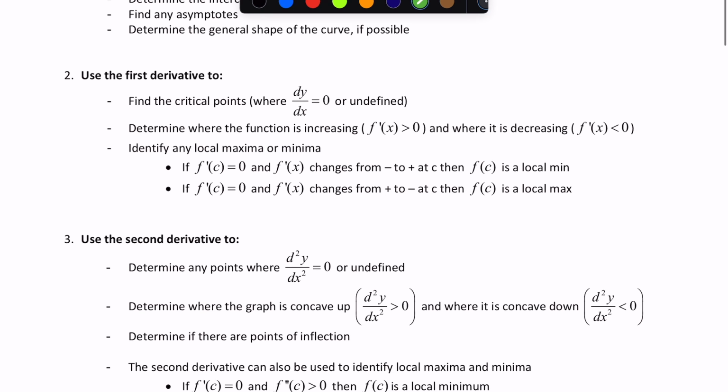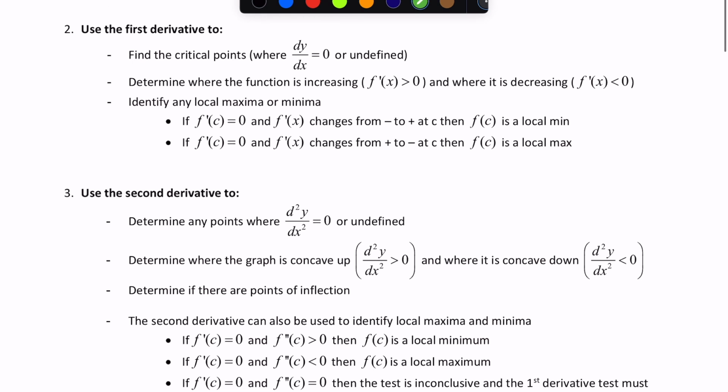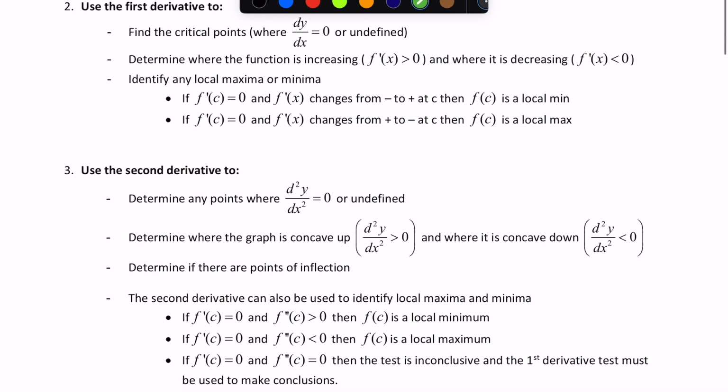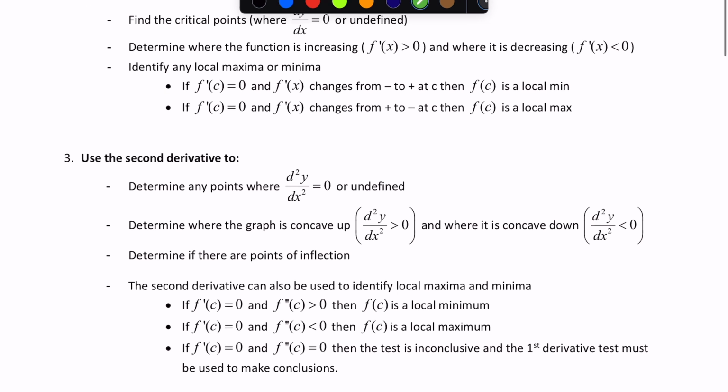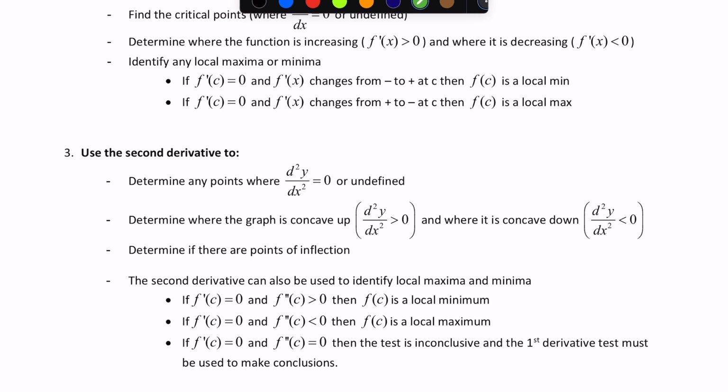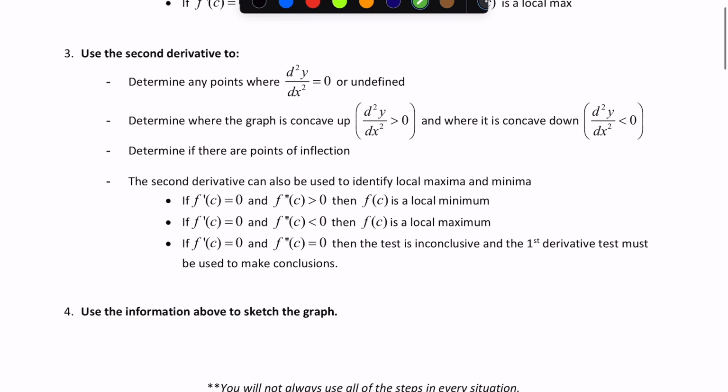Once we find this information using the first derivative, then we can use the second derivative to find the last pieces of information. Again, we can determine any points where the second derivative is equal to 0 or undefined. Determine where the graph is concave up, when the second derivative is greater than 0, and where it's concave down, when the second derivative is less than 0.